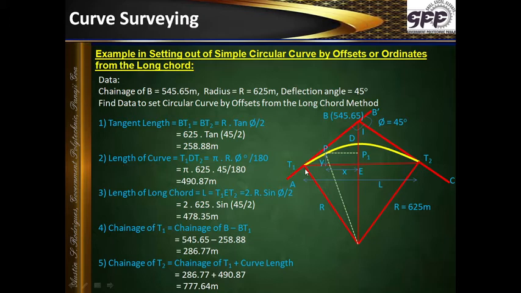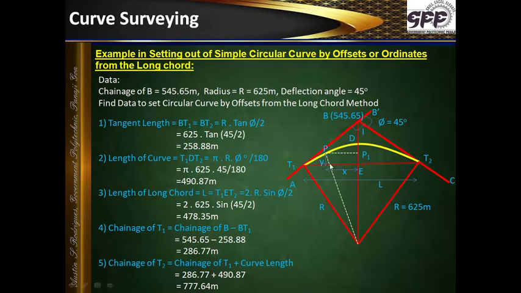Now length of the curve. Length of the curve, that is this length, the yellow length, is T1T2, given by the formula pi R phi upon 180, where phi is in degrees. Pi into R is given as 625 and phi, the deflection angle, is given as 45 degrees divided by 180. So we get that equal to 490.87 meters.